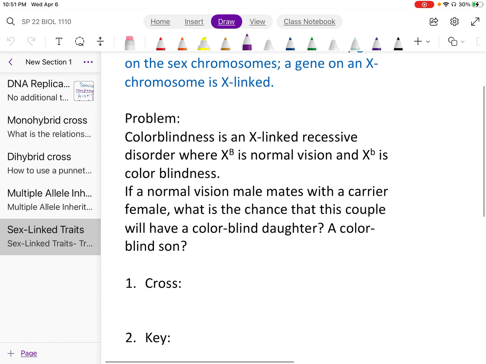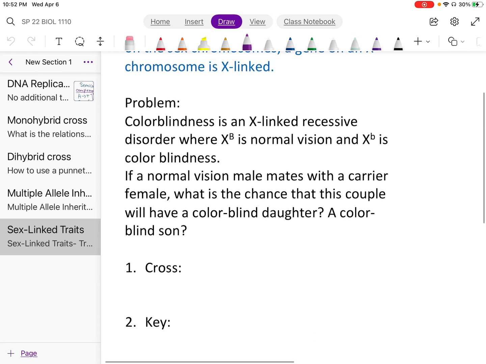So here's our problem. Color blindness is an X-linked recessive disorder where X with the dominant B is normal vision and X with the recessive b is color blindness. If a normal vision male mates with a carrier female, what is the chance that this couple will have a colorblind daughter and a colorblind son?